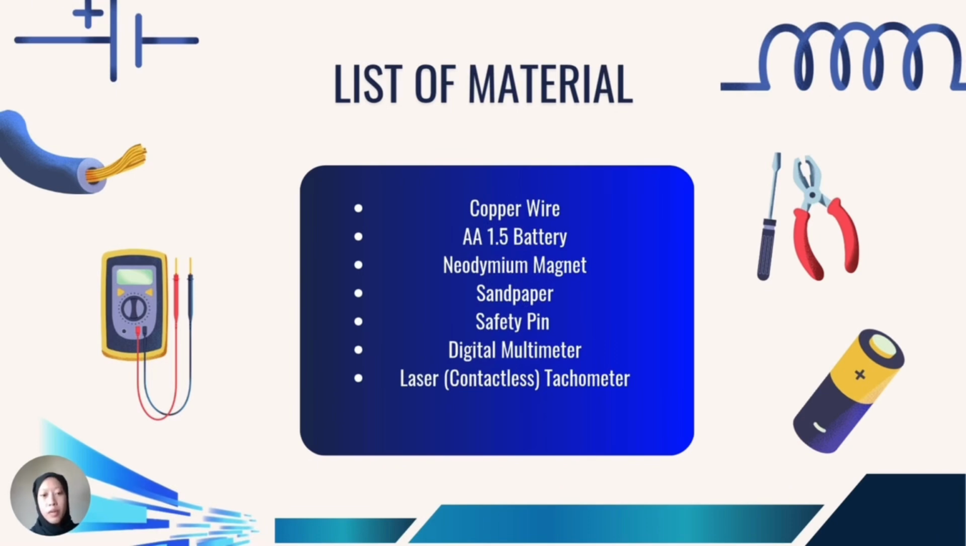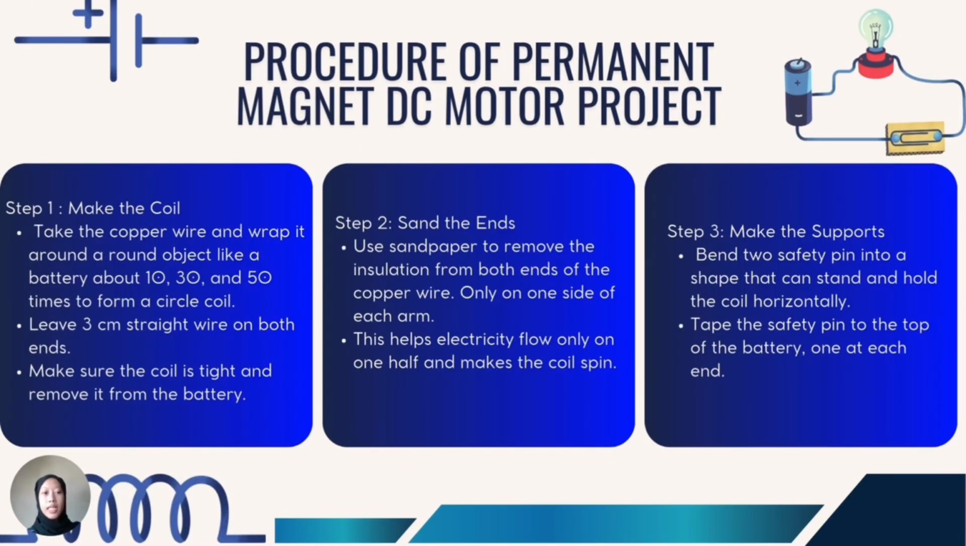We use copper wire, AA 1.5 V battery, neodymium magnet, sandpaper, safety pin, digital multimeter, and laser contactless tachometer. This is the procedure of the permanent magnet DC motor project. Step 1, make the coil. Take the copper wire and wrap it around a round object like a battery about 10, 30 and 50 times to form a circle coil. Leave 3 cm of straight wire on both ends. Make sure the coil is tight and remove it from the battery.